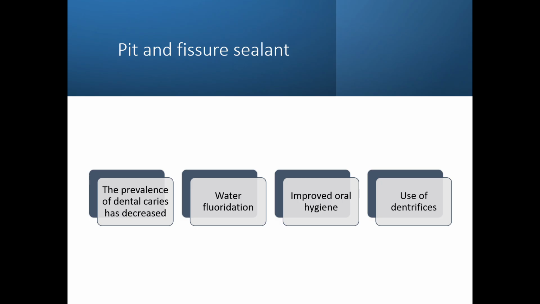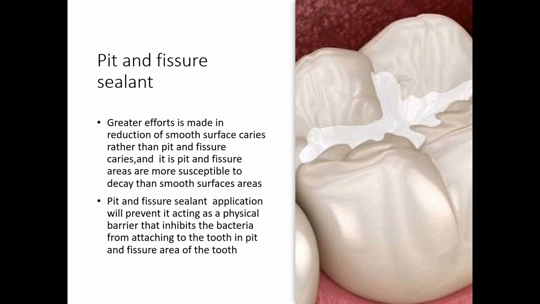Pit and fissure sealants. The prevalence of dental caries has decreased nowadays because of water fluoridation, improved oral hygiene and use of dentifrice. But greater efforts are being made for the reduction of smooth surface caries rather than the pit and fissure caries. And we need to know that the pit and fissure areas are more susceptible to decay than the smooth surfaces. Pit and fissure sealant application will prevent it by acting as a physical barrier that inhibits the bacteria from attaching to the tooth where there are pits and fissures.